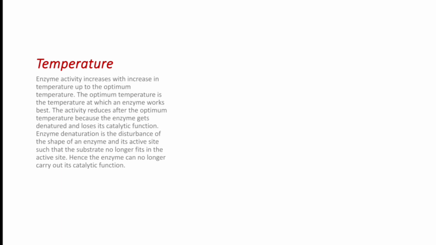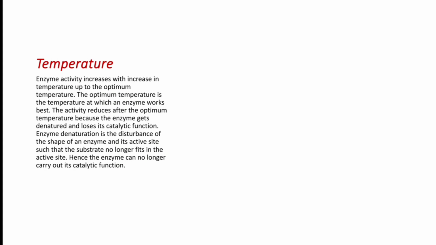Temperature, as we know it, is the degree of hotness or coldness. Understand? So when it is cold, something happens to the activity of an enzyme. When it is hot, something happens to the activity of an enzyme. In other words, temperature affects enzyme activity. Let us find out how. Enzyme activity increases with increase in temperature up to the optimum temperature. What we're being told here is that the activity of an enzyme will increase with increase in temperature. So the higher the temperature, the higher the rate of an enzyme catalyzed reaction.